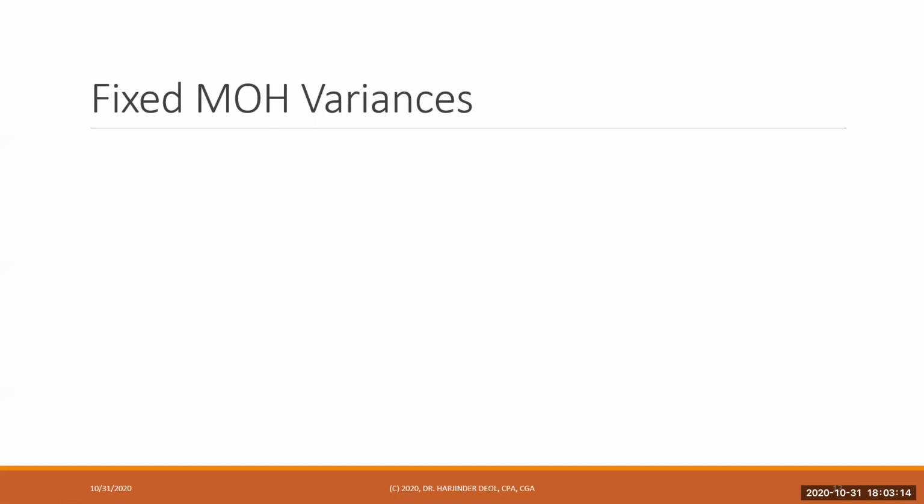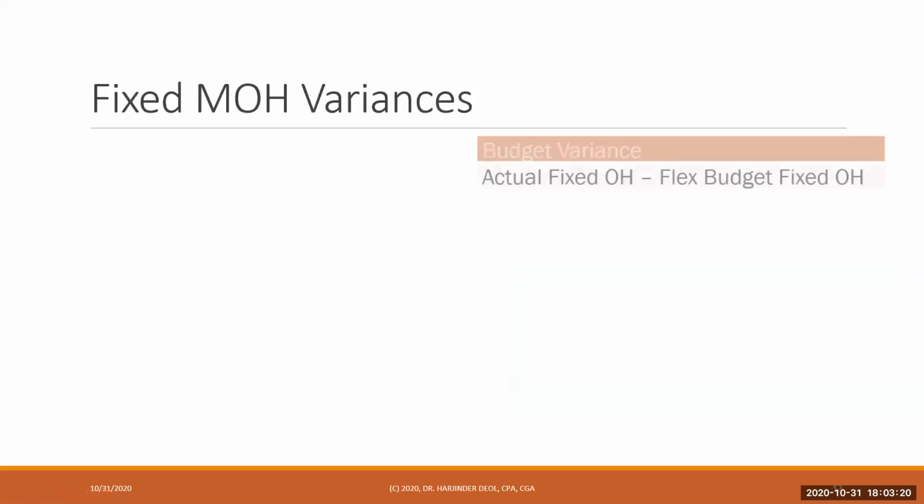Finally, we look at fixed manufacturing overhead variances. Again, we have two variances here. First one is the budget variance, which is calculated as the difference between the actual fixed manufacturing overhead and the flexible budget fixed manufacturing overhead.